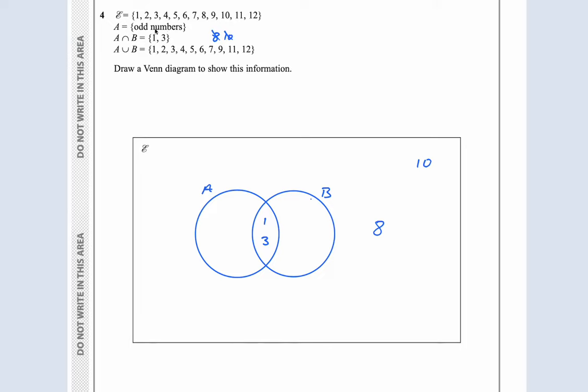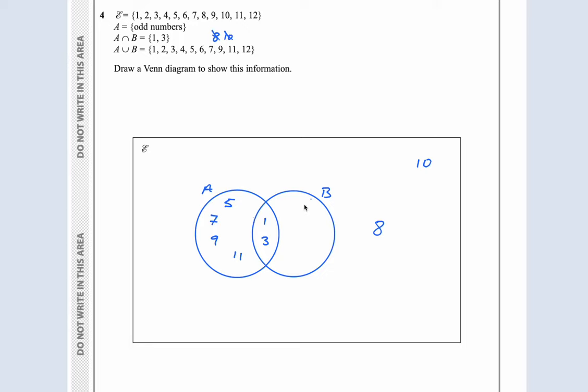A is then the odd numbers. So we have 1 and 3. We then have to put in a 5. We have to put in a 7. We have to put in a 9. And we have to put in an 11, because these are all the odd numbers. 1, 3, 5, 7, 9, 11.